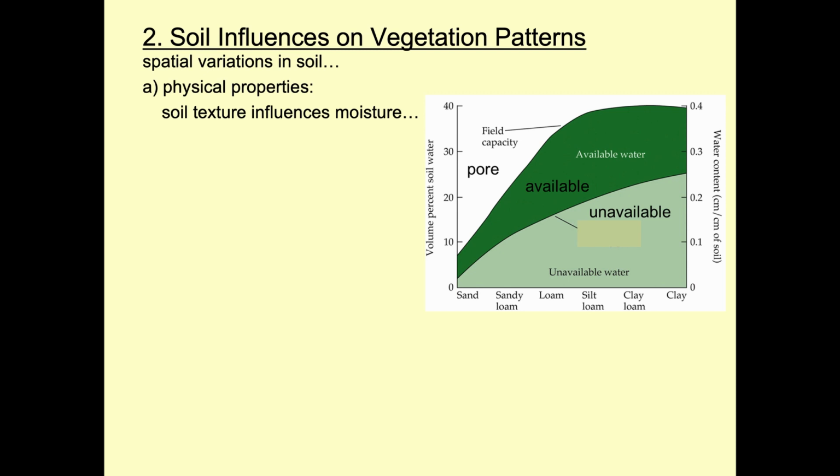So in sandy environments, it doesn't matter how much rain those areas get, because sand is so coarse, you have a lot of pore spaces in between those sand particles, and water drains extremely fast, so there isn't a lot of available water. So even if it rains a ton in a really, really sandy environment, it's going to be really dry there. There's not going to be a lot of available water for those plants.